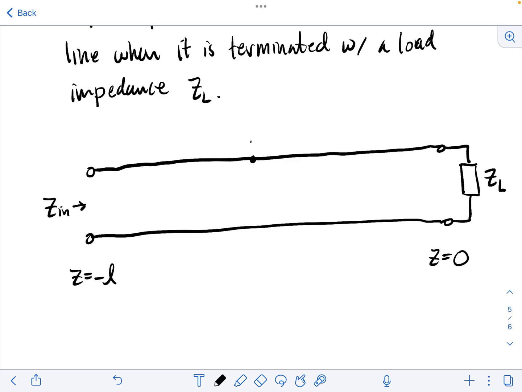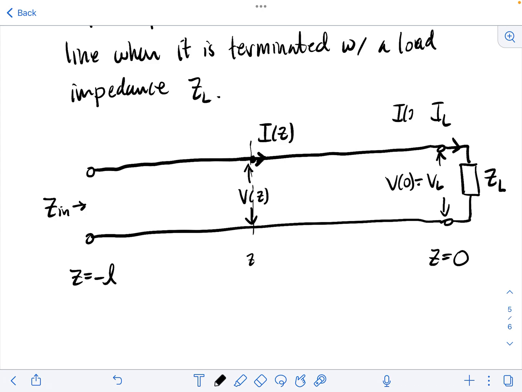And so over here we're going to have some current amplitude I of Z, and there's going to be a voltage amplitude V of Z. And so down here at Z equals 0, we have the voltage across our load impedance, which I'll denote VL, and that's also equal to V when Z equals 0. And then we'll have a current in our load impedance IL, and that's just equal to I when Z equals 0.